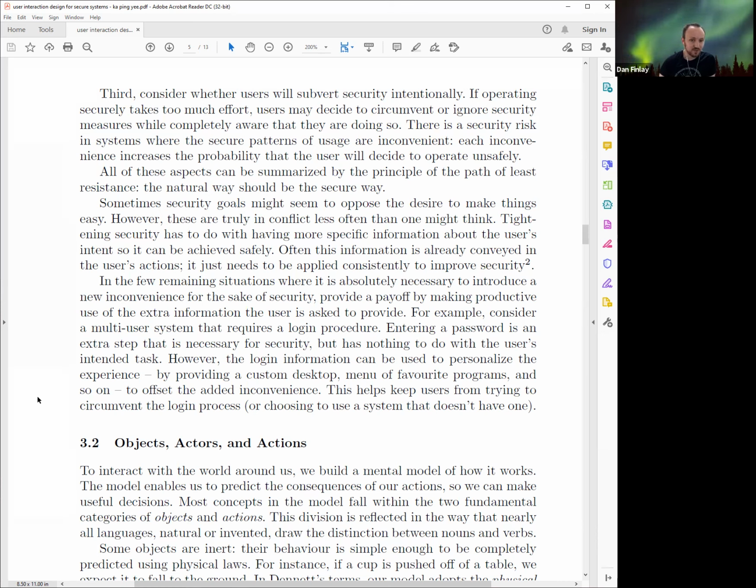For example, consider a multi-user system that requires a login procedure. Entering a password is an extra step that is necessary for security but has nothing to do with the user's intended task. However, the login information can be used to personalize the experience by providing a custom desktop, menu of favorite programs, and so on, to offset the added inconvenience. This helps keep users from trying to circumvent the login process or choosing to use a system that doesn't have one.